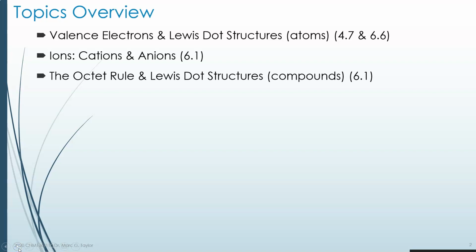We'll talk about the octet rule. This is the rule that states that many atoms attempt to achieve having a total of 8 electrons around them, and that is accomplished by either losing electrons, gaining electrons, or sharing electrons. And this can be represented by the Lewis dot structures, both as individual atoms and within compounds.